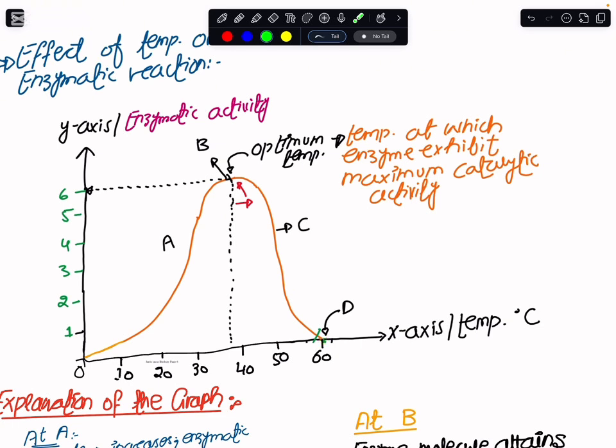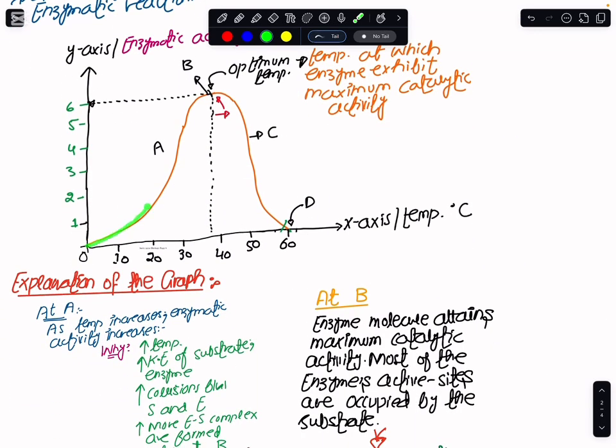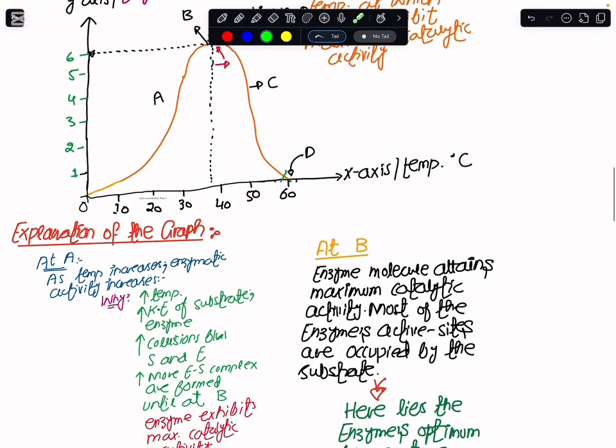So here all the attractive forces in the amino acids that were determining the three-dimensional shape of the enzyme's active site would be completely broken down. The enzyme becomes completely denatured, and when it becomes completely denatured, the enzymatic reaction would stop here. So I have written an explanation for each part of the curve that I have got.